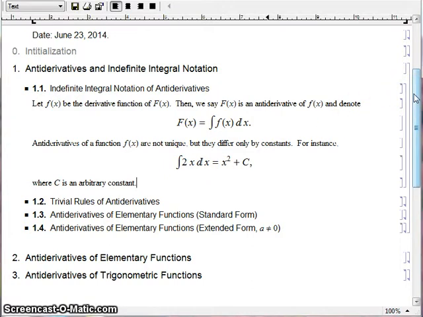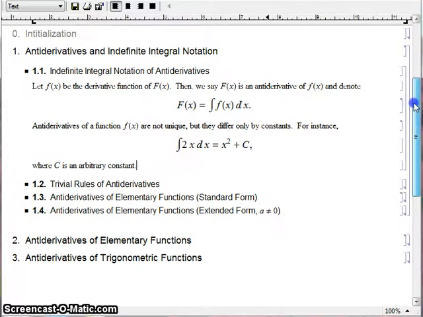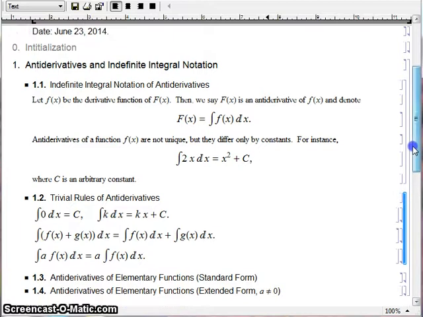Alright, let's talk about some rules of antiderivatives that will help us with the calculation. First, let's go with some trivial rules. Antiderivative of 0 is an arbitrary constant. Antiderivative of constant k is kx plus c. Antiderivative of a sum is the sum of the antiderivatives. And antiderivative of some coefficient times a function is the coefficient times the antiderivative.